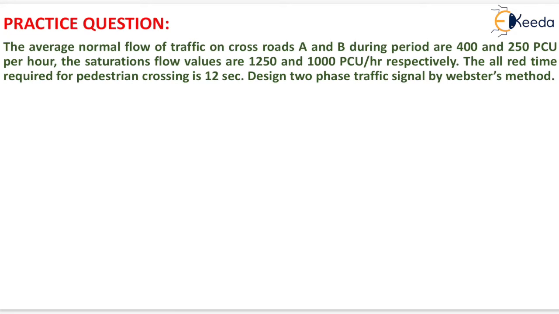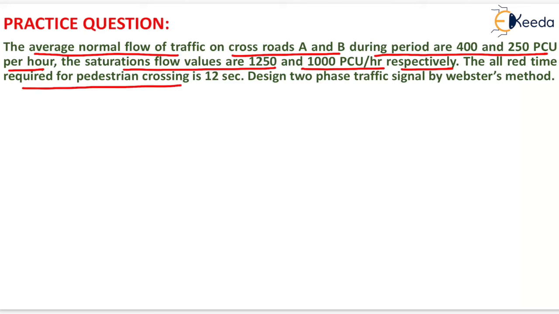The question is given as: the average normal flow of traffic on crossroads A and B during the period are 400 and 250 passenger car unit per hour. The saturation flow values are 1250 and 1000 passenger car unit per hour respectively. The all red time required for pedestrian crossing is 12 seconds. Design a two-phase traffic signal by Webster's method.